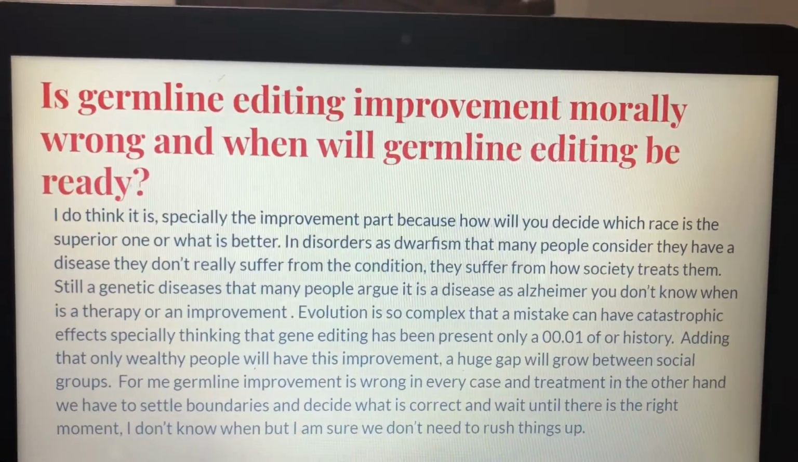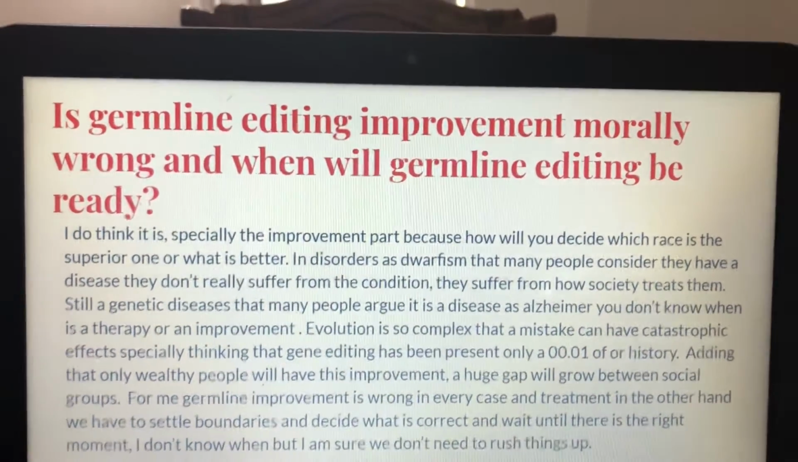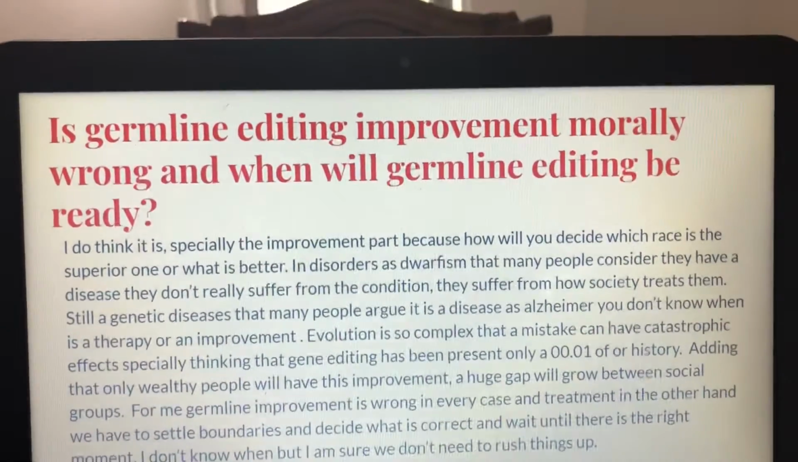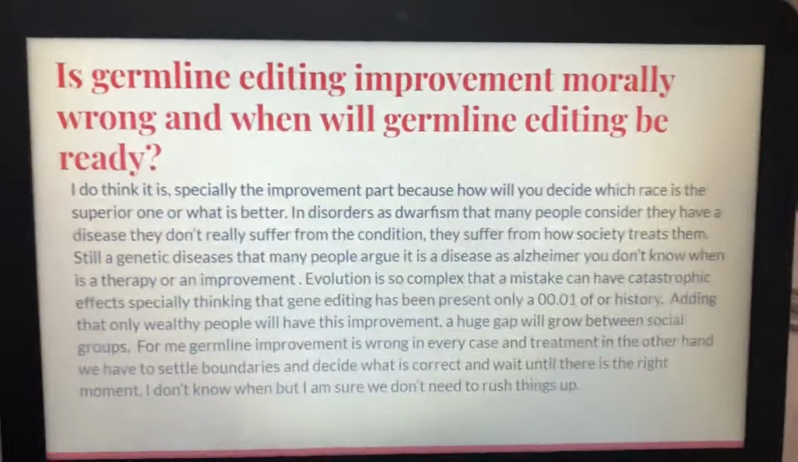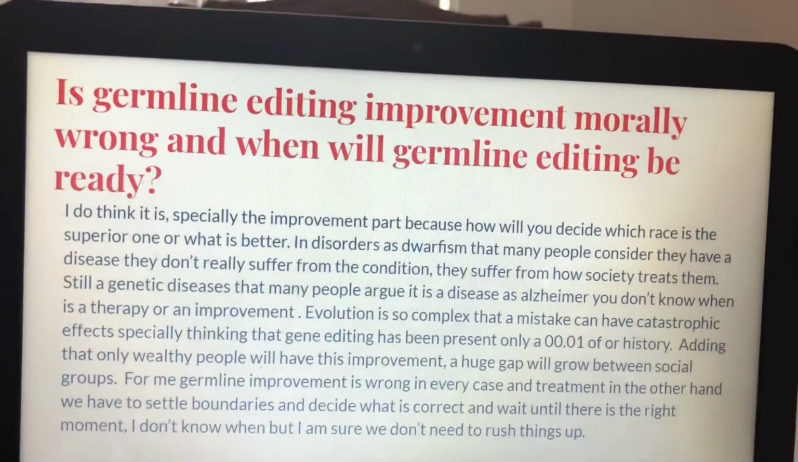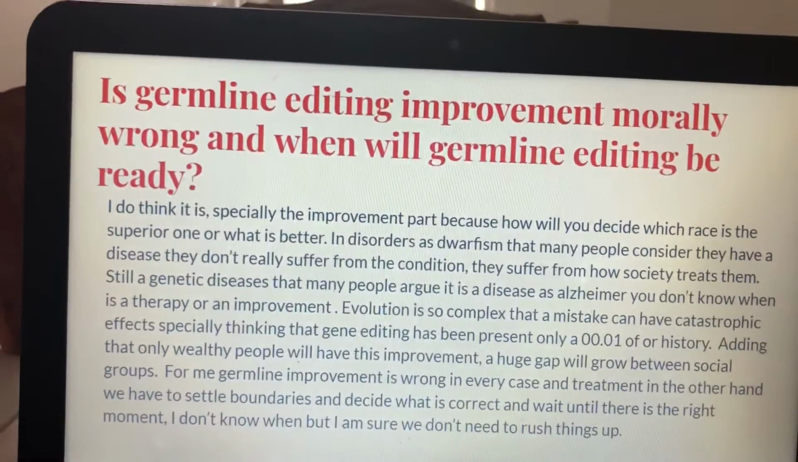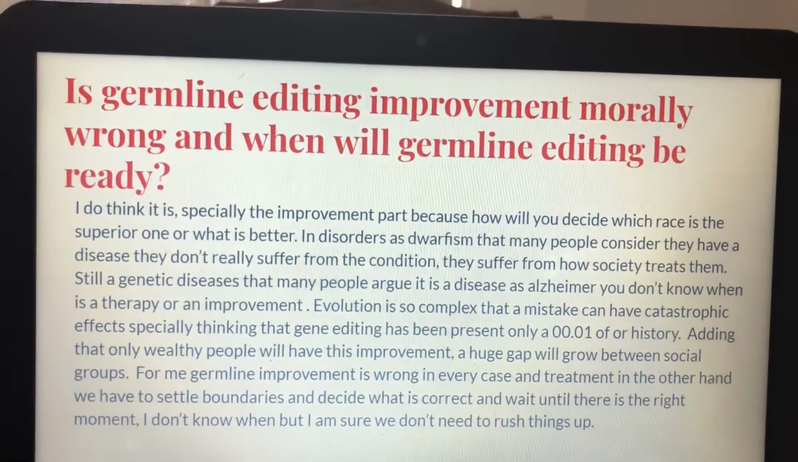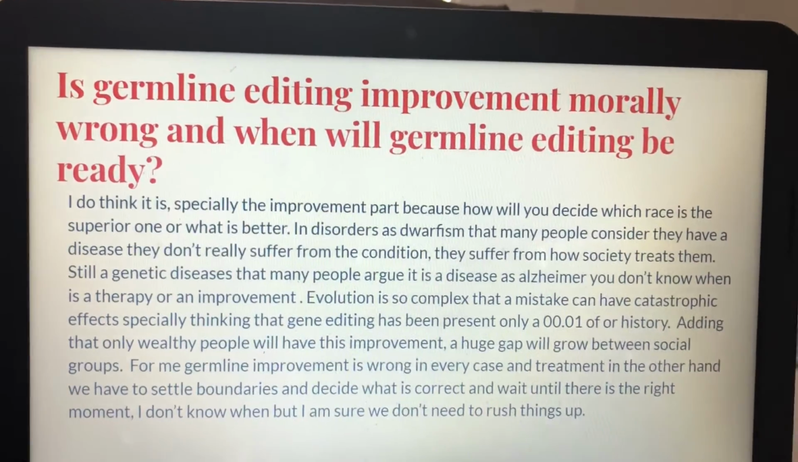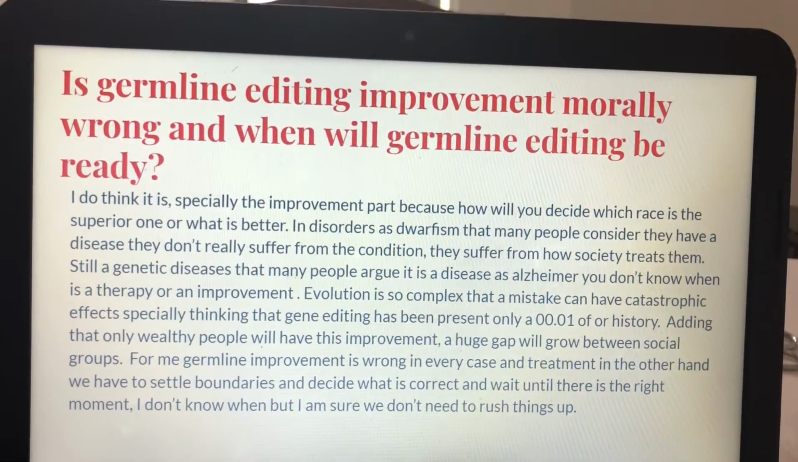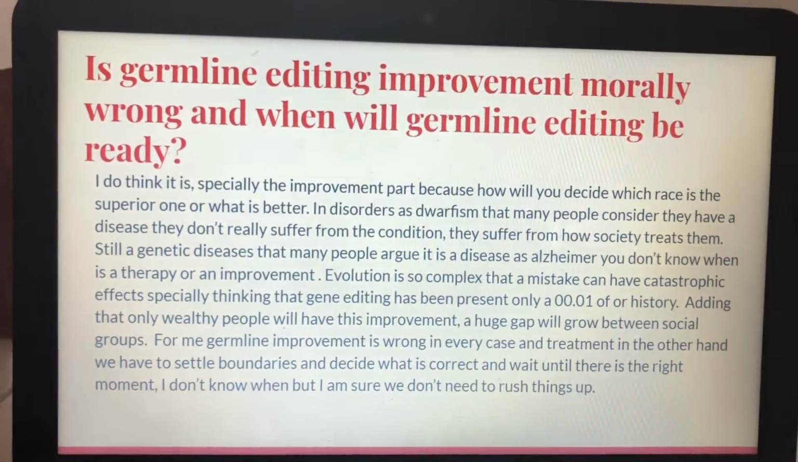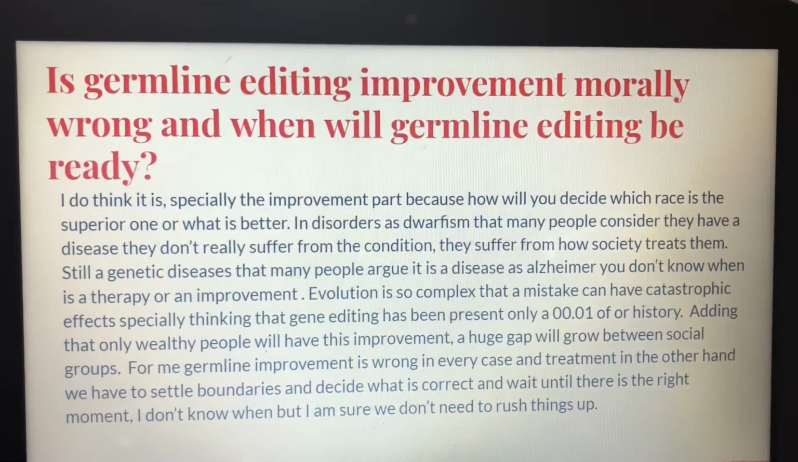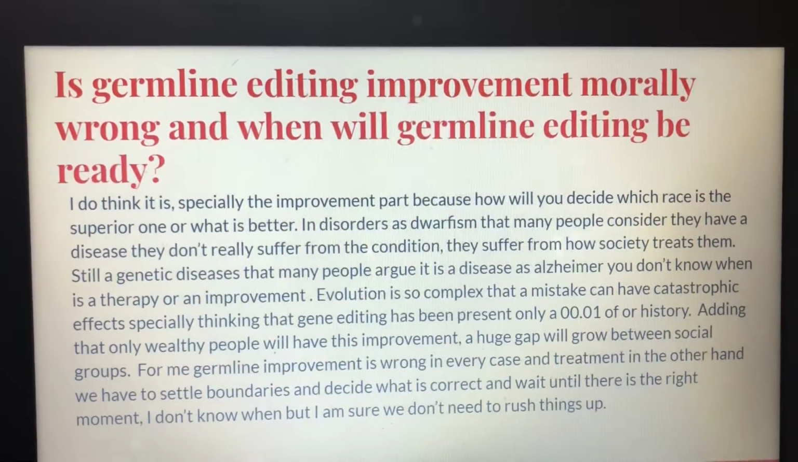That's what I meant about how they treat the disease, because people with dwarfism really don't, besides being very small, have any other condition that makes them suffer. They suffer from what society thinks, and from how it is directed at them.